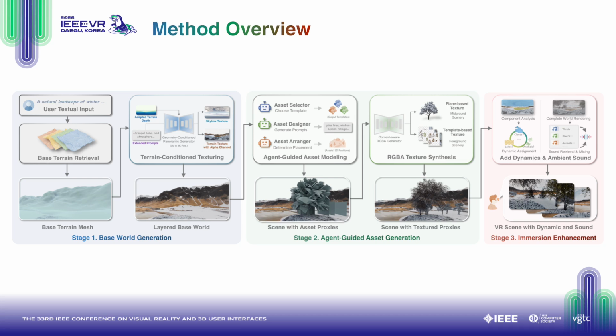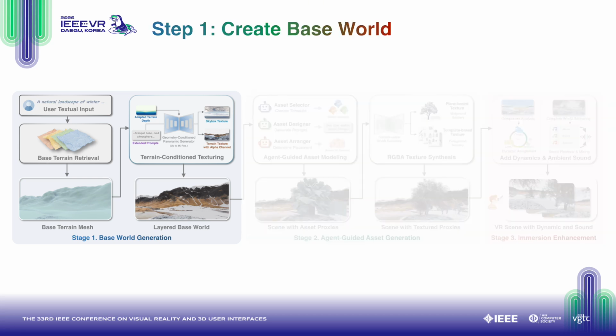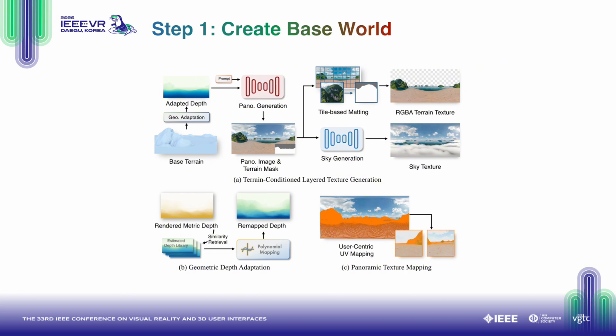Now, I'll go through each stage of the pipeline in more detail. Starting from the user's text prompt, the agent retrieves a base terrain. Using the terrain depth and an expanded prompt, it generates panoramic textures for the terrain and sky to build a layered world. Let's take a closer look at the model design.